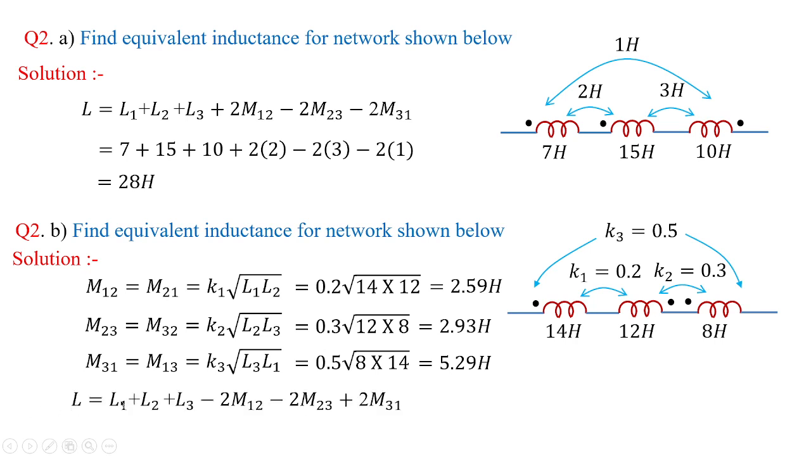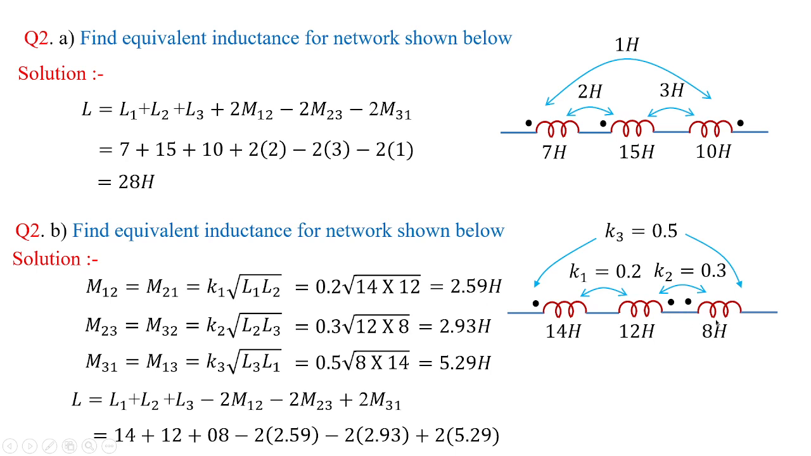Now employ the same formula that we have framed based upon the dot convention. So here total L is equal to the sum of these three self-inductances, that is 14 plus 12 plus 8, and you can see between coil 1 and coil 2 the mutual value, because of the dot arrangement, is opposite, so that is why it is minus 2 times 2.59, what we have derived for M12.